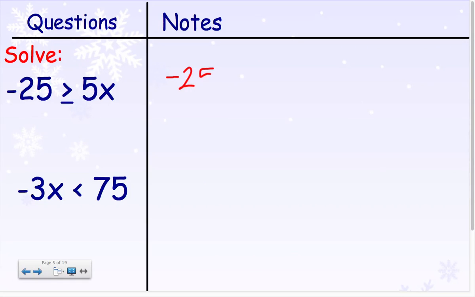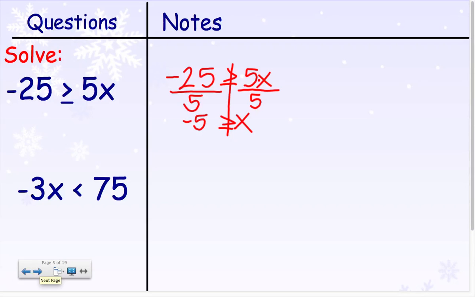Negative 25 is greater than or equal to 5x. So 5 times x, the opposite of multiplication, is division. I'm dividing by a positive 5, so I don't have to flip my inequality symbol. I do need to rewrite it though because the x is on the right. I want it on the left. My Pac-Man mouth is opening up to the negative 5, so my Pac-Man mouth needs to open up to the negative 5. It wants to eat the negative 5.